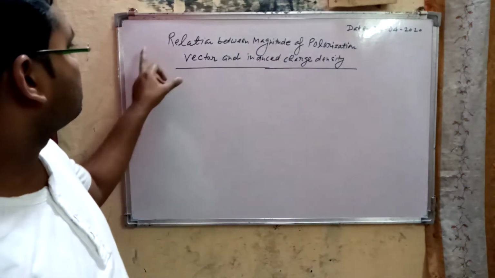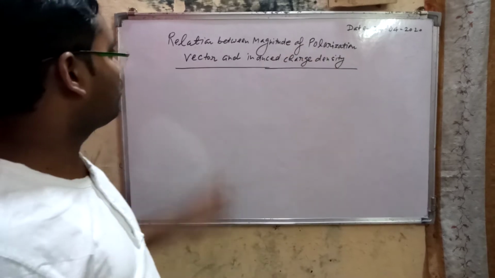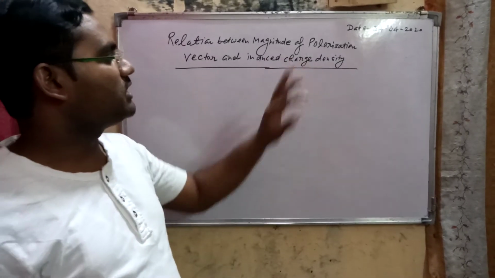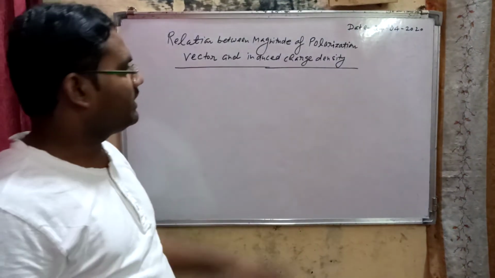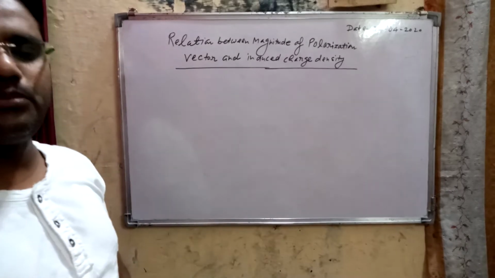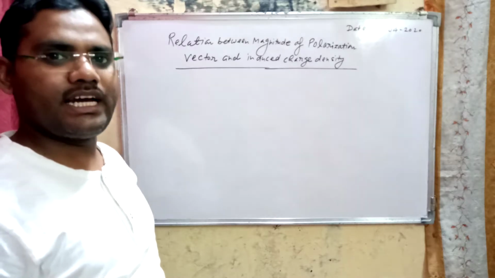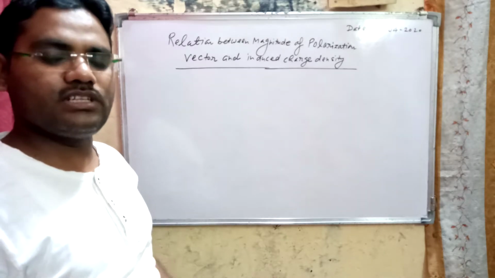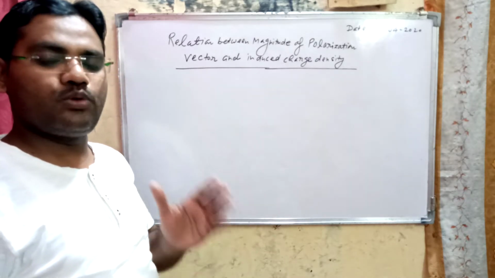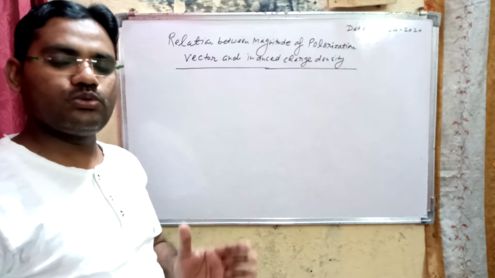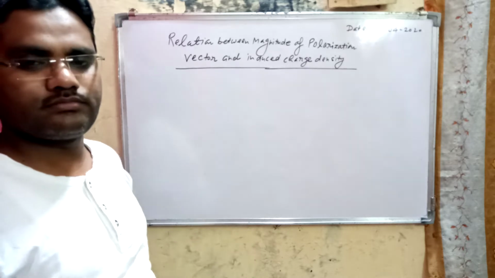Today here we discuss the relation between the magnitude of the polarization vector and the induced charge density. In the previous lecture we defined the polarization vector. What is the polarization vector? The polarization vector of a dielectric when it is placed in an external field is defined as the induced dipole moment of the dielectric per unit volume.